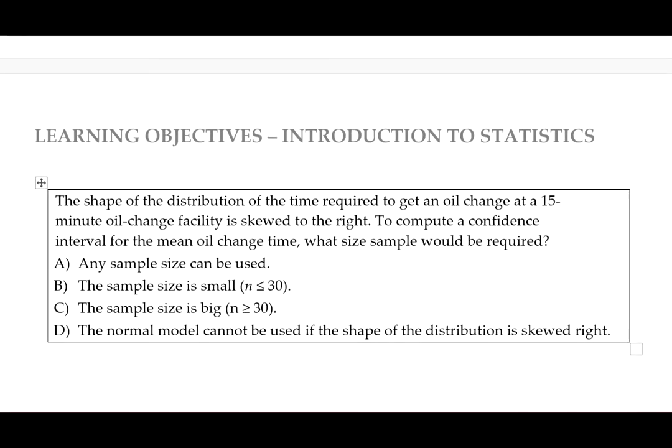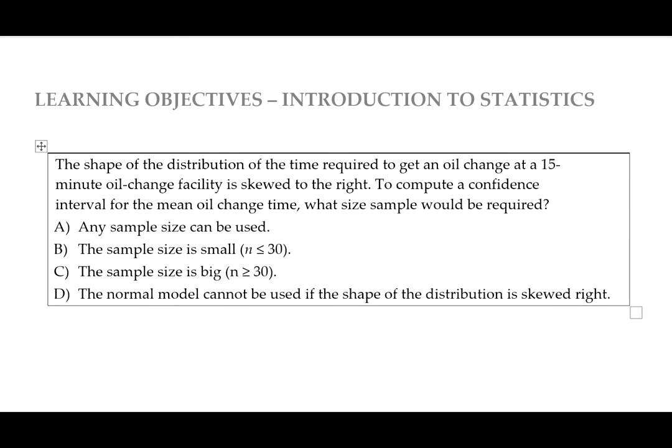And I have one more example. The shape of the distribution of the time required to get an oil change at a 15-minute oil change facility is skewed to the right. To compute a confidence interval for the mean oil change time, what size sample would be needed? Any sample size can be used. The sample size is small, less than or equal to 30. The sample size is big, greater than or equal to 30. Or the normal model cannot be used if the shape of the distribution is right skewed.